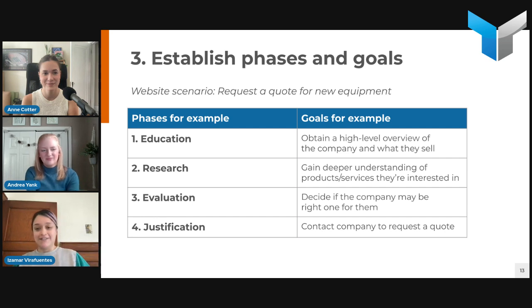And then once they really solidify, like, all right, this one's a contender, then they go to your justification phase. That's when they reach out to you, through whatever outlets you give them. So if it's a live chat, a request a quote, or simply an email or a phone number link, something they can use to initiate that conversation.